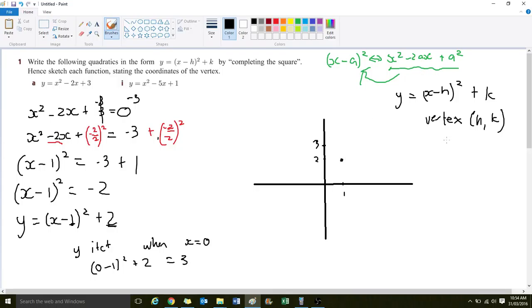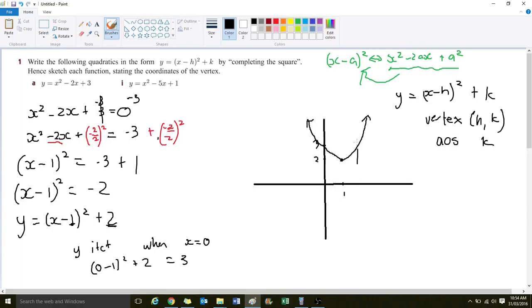Okay, and of course the axis of symmetry also occurs at h, which is x equals 1. So what this function looks like then is this.